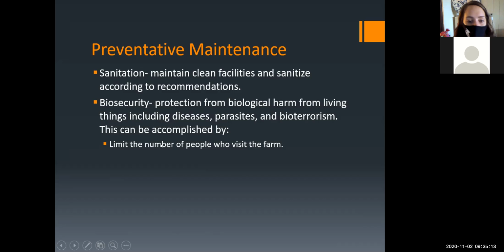This can be accomplished by limiting the number of people who visit the farm. So if we have people from a different farm, let's say a farm in Ohio that has pigs, and they come onto our farm, well, if they wore the same shoes that they are currently wearing on their farm, maybe their farm had some diseases that it was carrying, and they brought it to our farm and infected our herd. And so you want to make sure you're limiting the number of people, and also make sure that you're doing all the sanitation and preventative maintenance that you can so that you don't get those diseases.